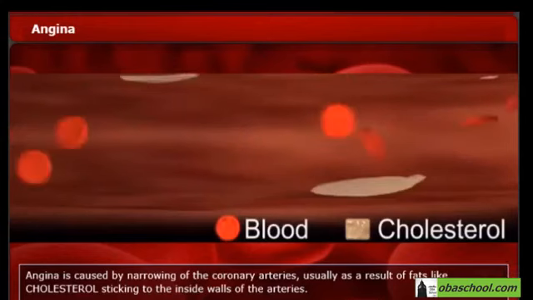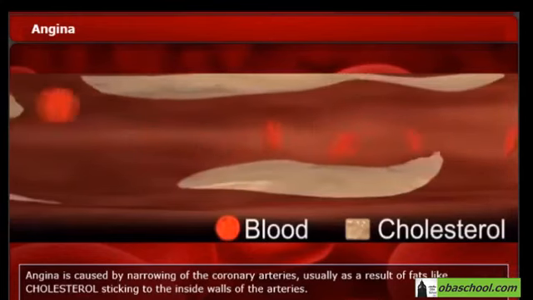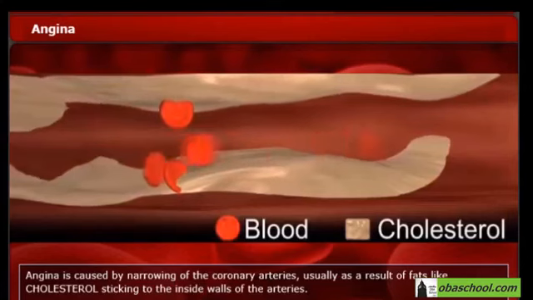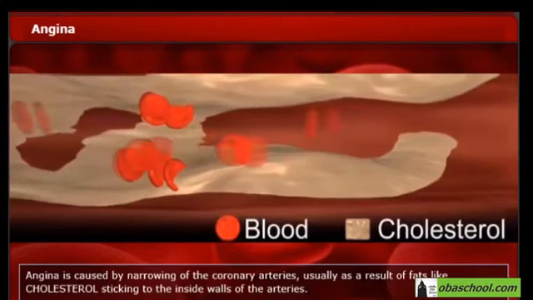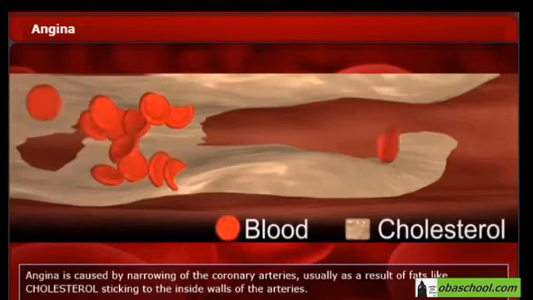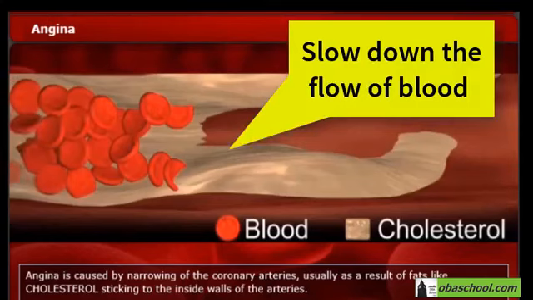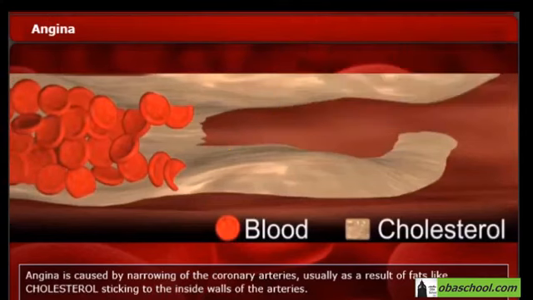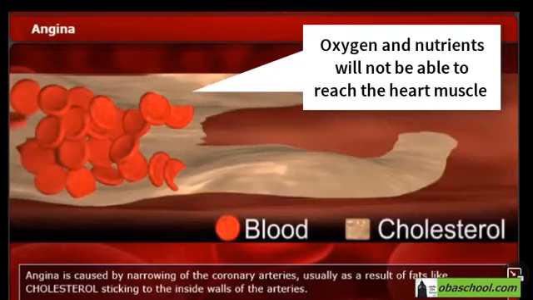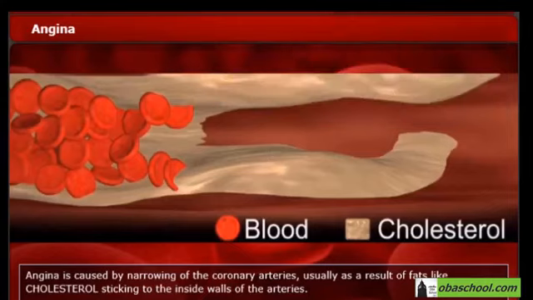So, angina or heart attack is caused by the narrowing of the coronary arteries, usually as a result of fats like cholesterol sticking to the inside walls of the arteries. As a result, this will slow down the flow of blood, causing the blood to clot and block the vessels. So, the food and the oxygen will no longer be able to reach the heart muscle.